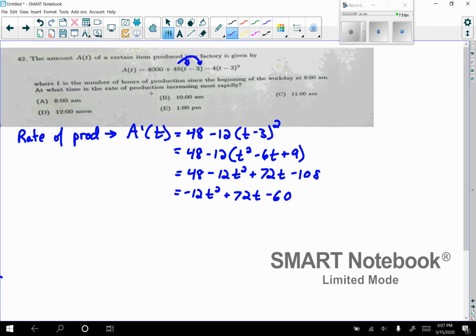We want to know when this rate of production is increasing the most rapidly. So we want to know when this is at a max.